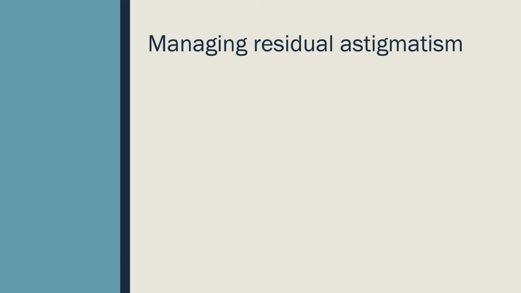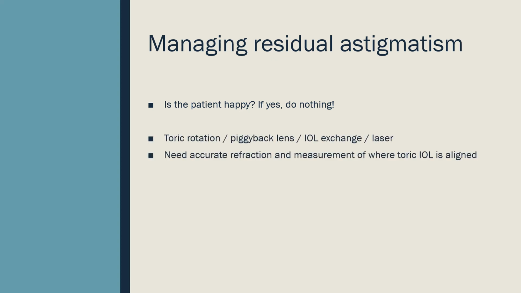But before wading in, you need to check if the patient is happy with their vision, and if they are, then you don't have to do anything. If they're unhappy, then our options are either to rotate the toric lens, implant a new lens either on top or in exchange for the original lens, or perform a laser ablation.